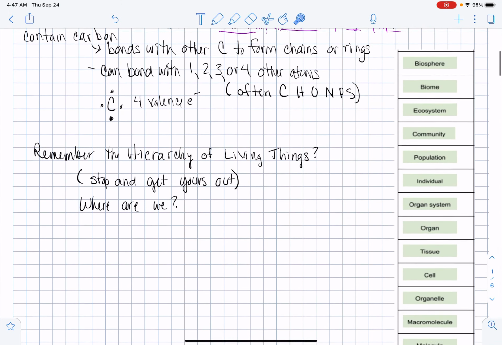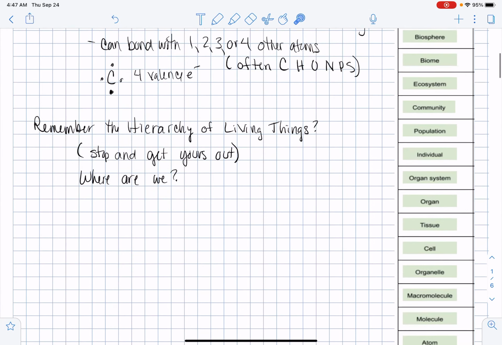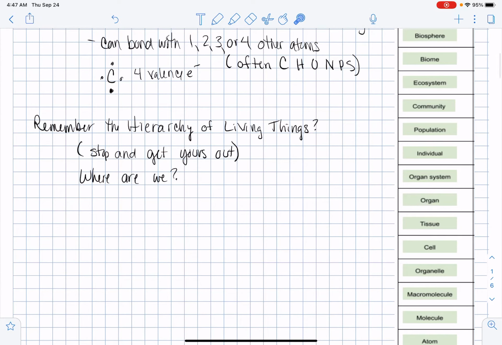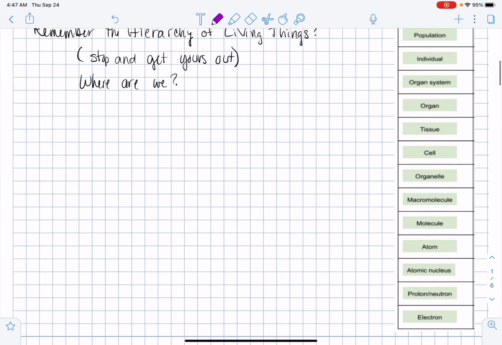Now, remembering your hierarchy of living things, and if you want to stop and get yours out, that might be a good idea. Pause. Okay. Where are we right now? Right now, we have looked at electrons. Electrons were shared between hydrogen and oxygen in water.